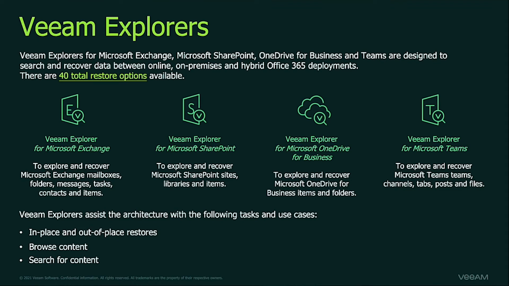You get the in-place and out-of-place restores, and what that basically means is you can recover data to the original location, which is also known as an in-place restore, or you can restore to a different location, which is an out-of-place restore. You can browse content from the Veeam Explorer component directly, and essentially that reads the entire content in a very hierarchical format, so it allows you to browse very easily based on the object you're wanting to peruse.